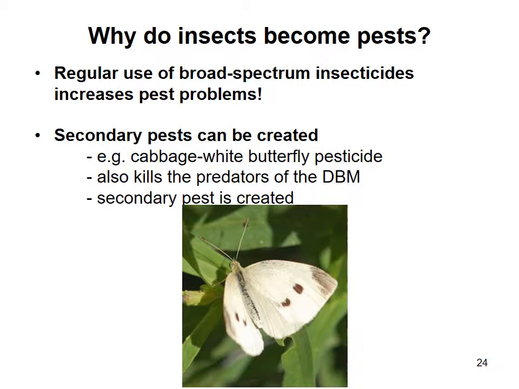For example, using a pesticide to kill the cabbage white butterfly, which is native to Europe and was brought to Australia in the 1860s, might kill them, but also kills the natural enemies of the diamondback moth, which may then survive and turn into secondary pests.